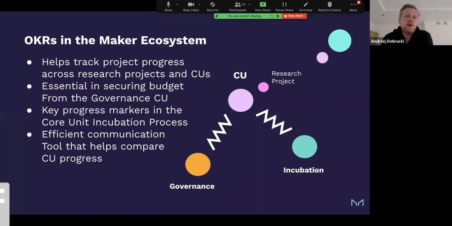Not to mention that OKRs are important when talking to governance. It's in this two-way communication when we are trying to have a budget assigned, for example, which is also important when we're talking about the incubation process, which our core unit is working on as one of the research projects. And there, the main framework for tracking progress will also be OKRs. That's why they are important, and why it's good to catch up with them as soon as possible.